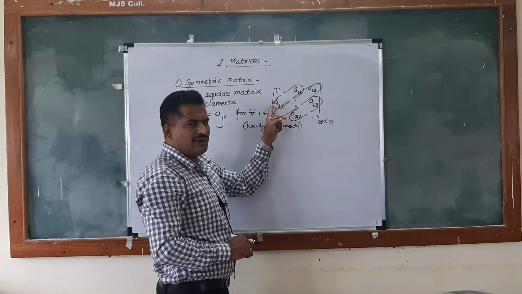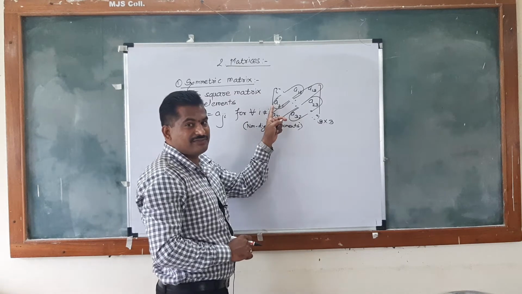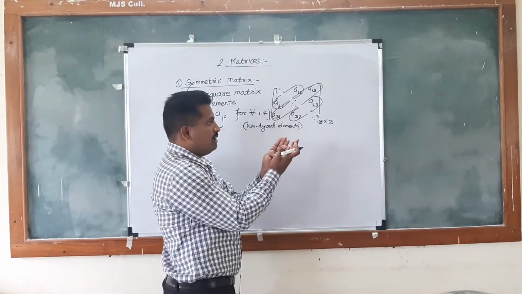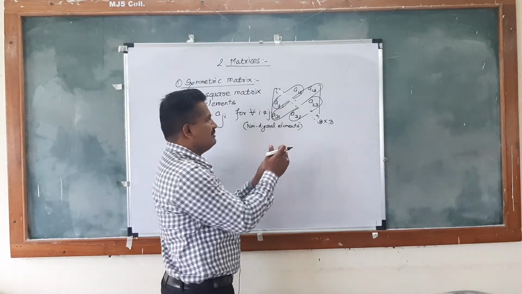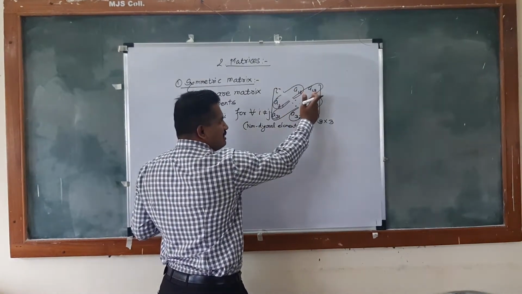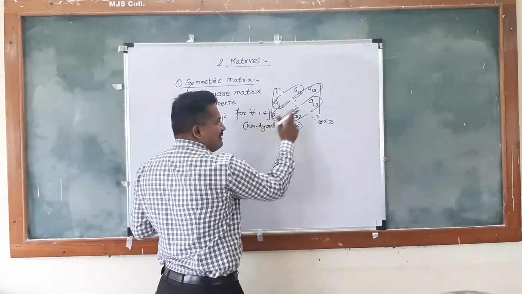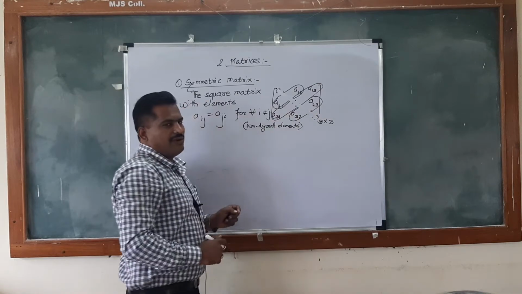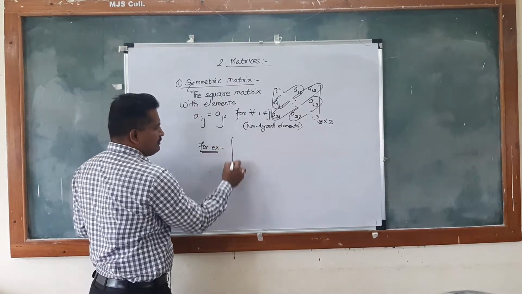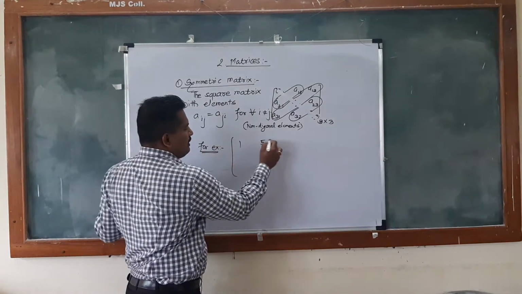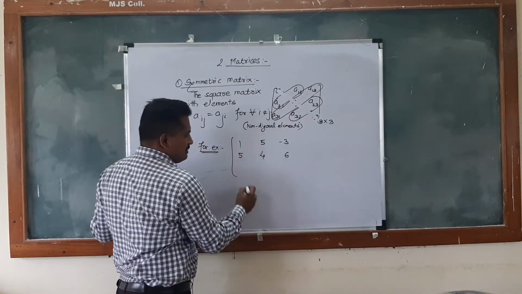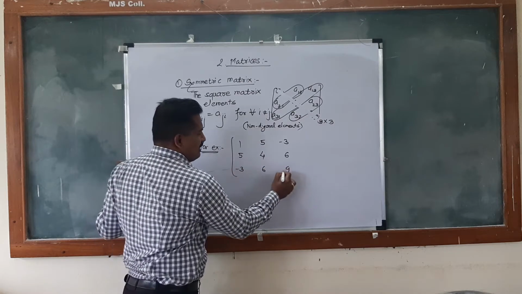We can take an example of a sandwich. When we fold the bread along the middle or diagonal, then A12 overlaps on A21, A13 overlaps on A31 and A23 overlaps on A32. For example, the matrix 1, 5, minus 3; 5, 4, 6; minus 3, 6, 9.